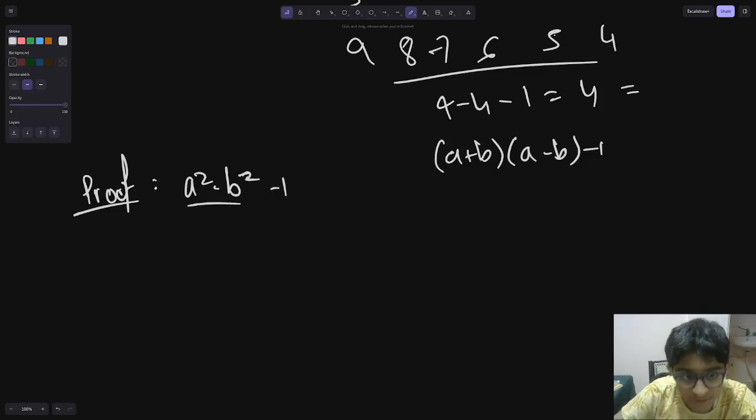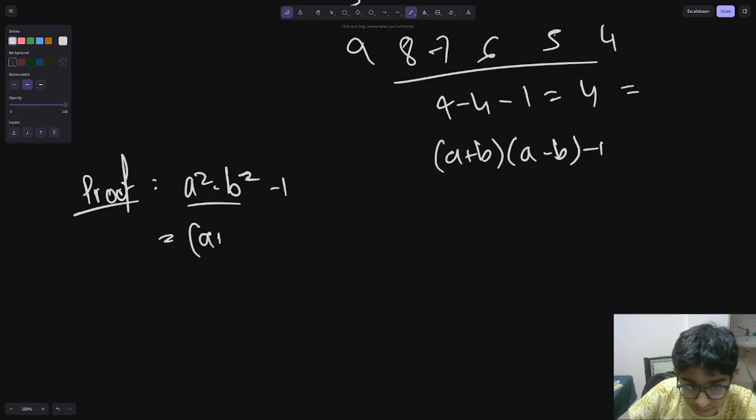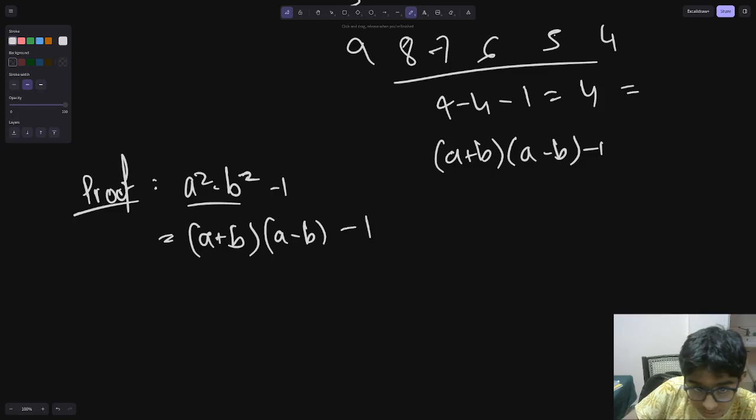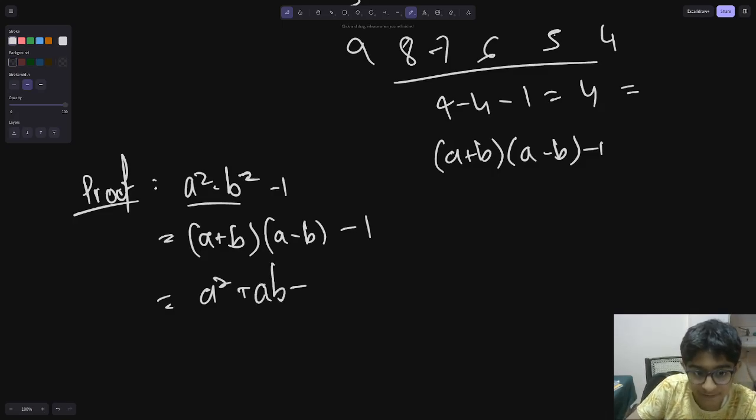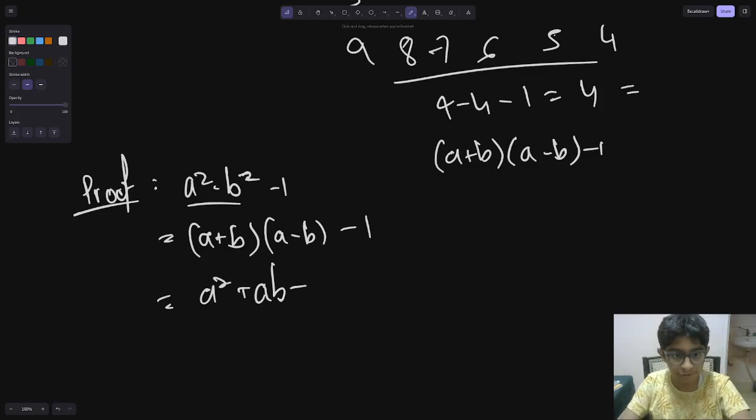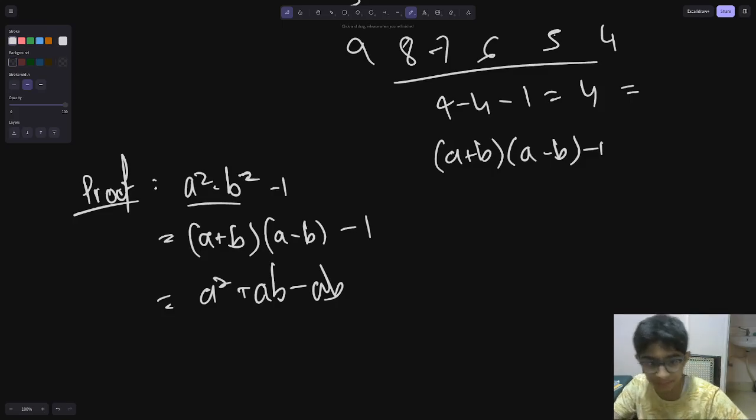Now a square minus b square can be expressed as a plus b times a minus b. If you want to expand this, I will show you how to do it right now. So a times a is a square, b times a plus b is ba, so I'll write that as ab. Then minus ab, right? Because a into minus b is minus ab. Then the next one is plus b square.